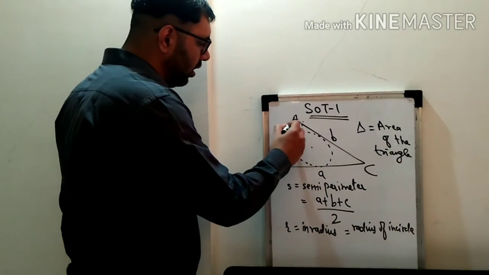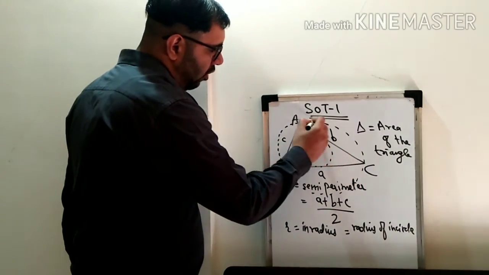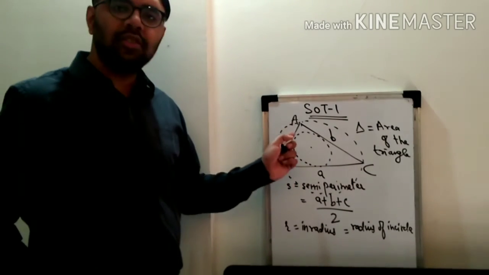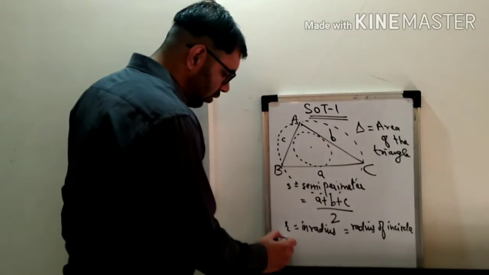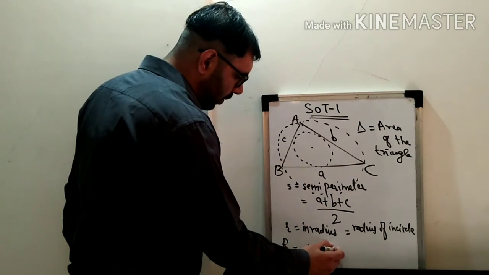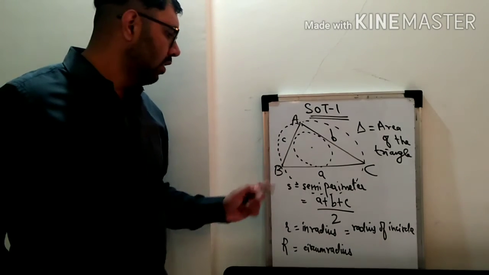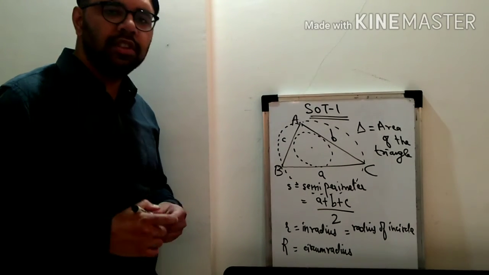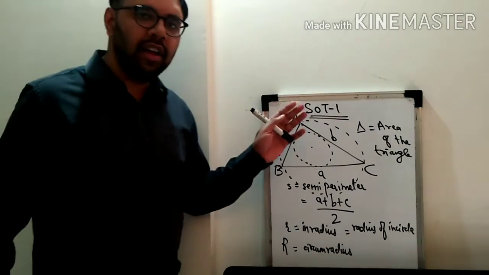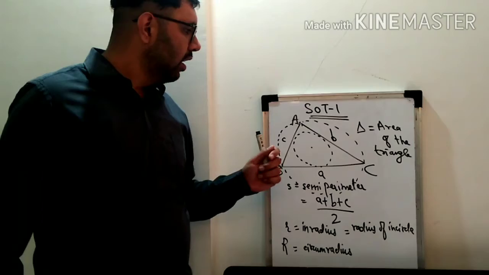And if I draw a circle which is passing through the vertices of the triangle like this, that is called the circumcircle. So capital R is the circumradius, which is the radius of the circumcircle of the triangle. These are the basic notations that we use for studying trigonometry inside a triangle.